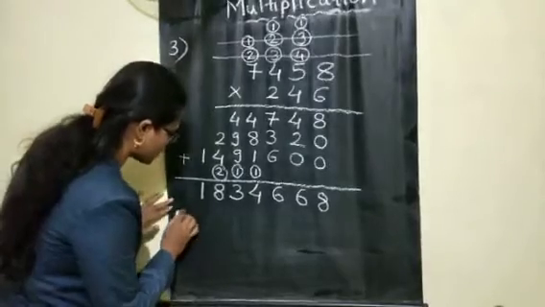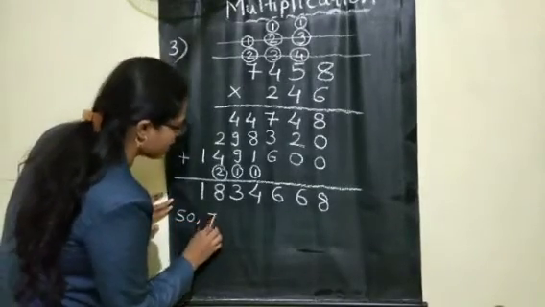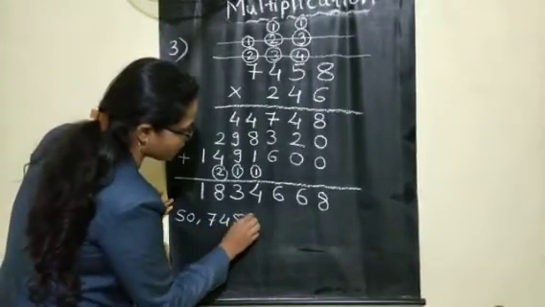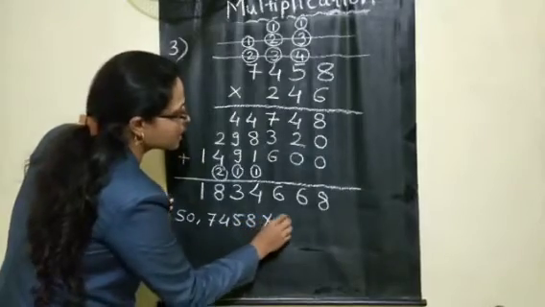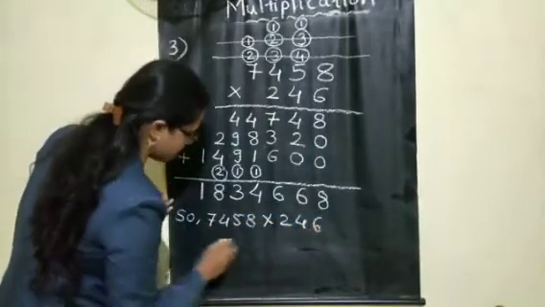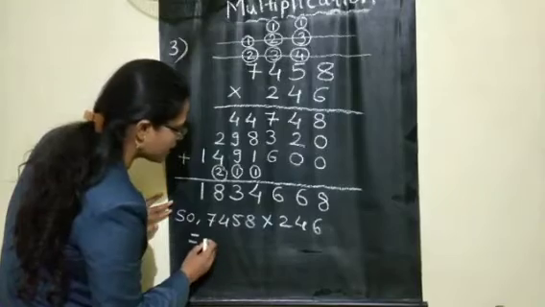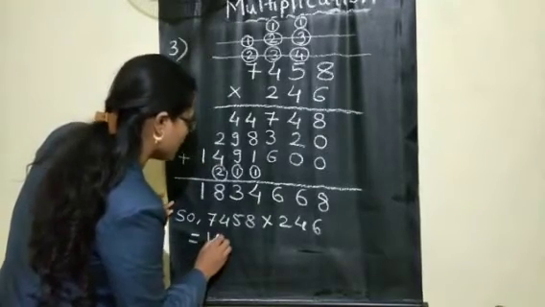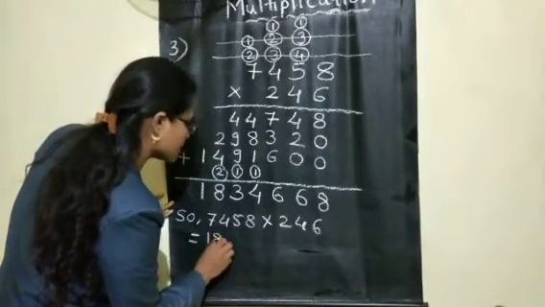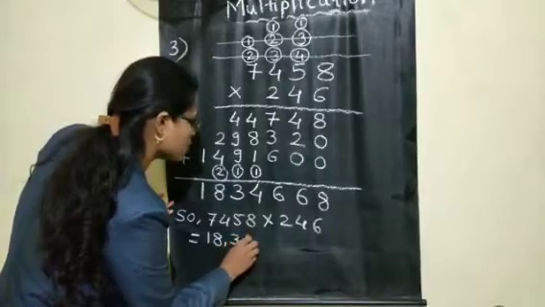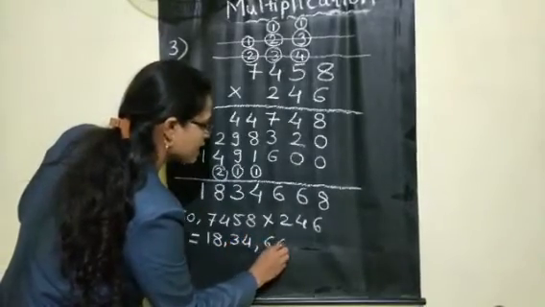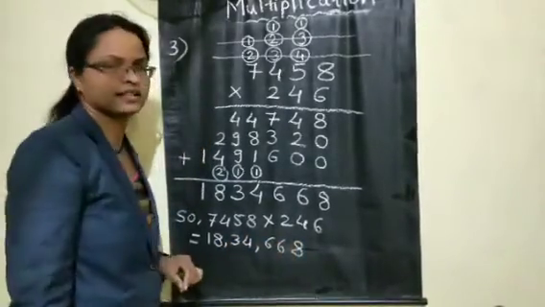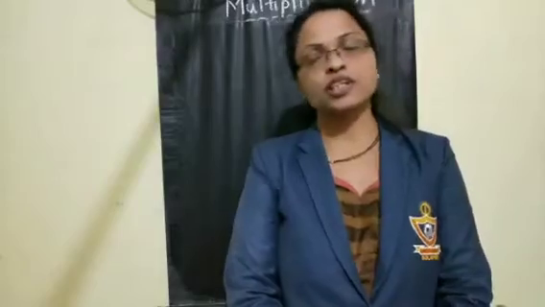Now you can write. So 7458 multiply by 246. The answer you are getting here is 18 lakh 34,668. Is that clear? So children, I hope you people have understood today's all the problems which we have solved by the 3-digit number we are multiplying.